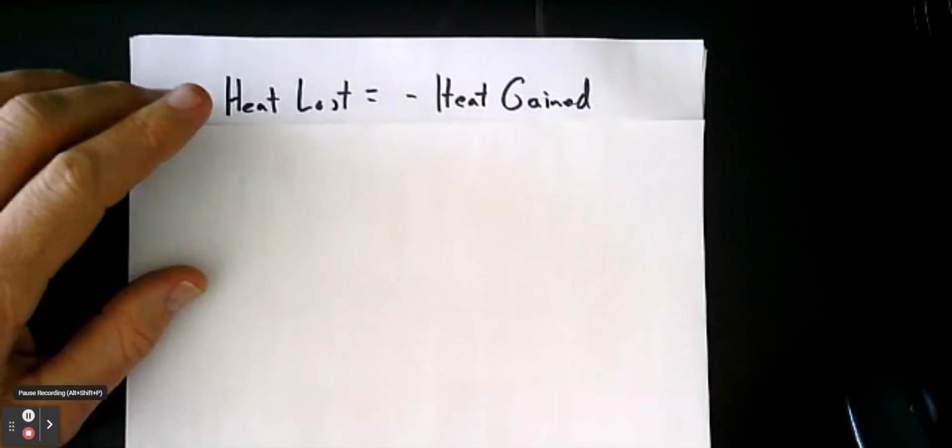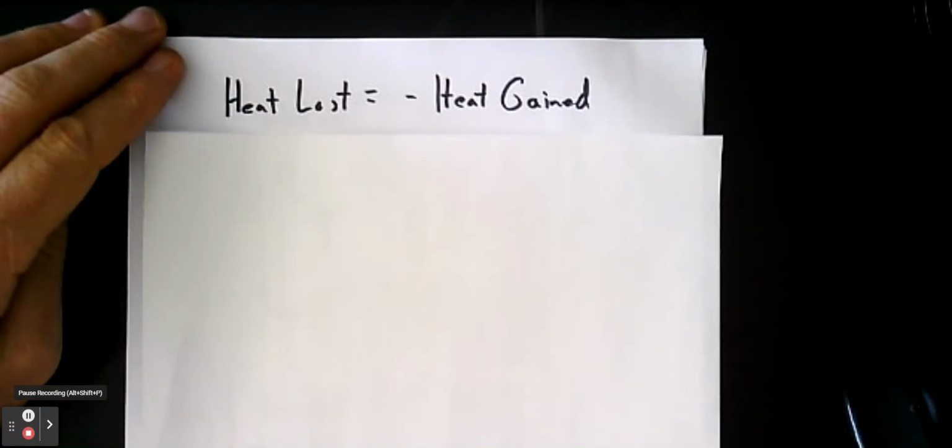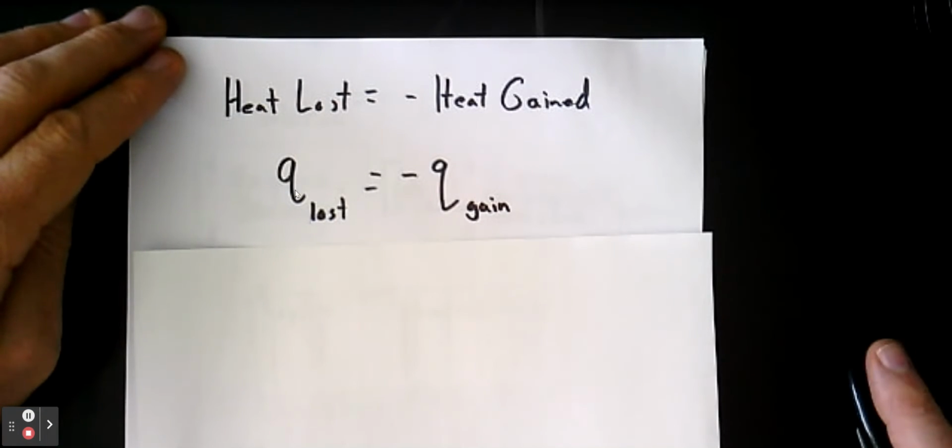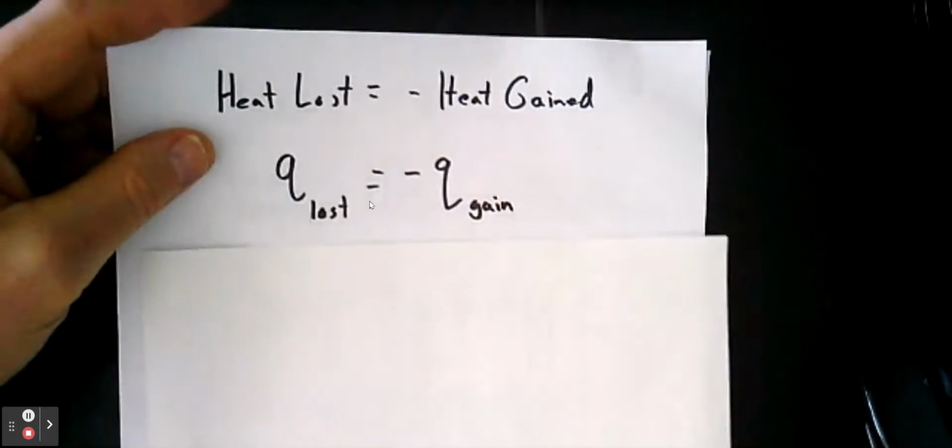The first law is basically this: your heat loss is going to be your negative heat gained. You could say Q instead of heat. This is often going to be the system and the surroundings. And there's going to be two examples.